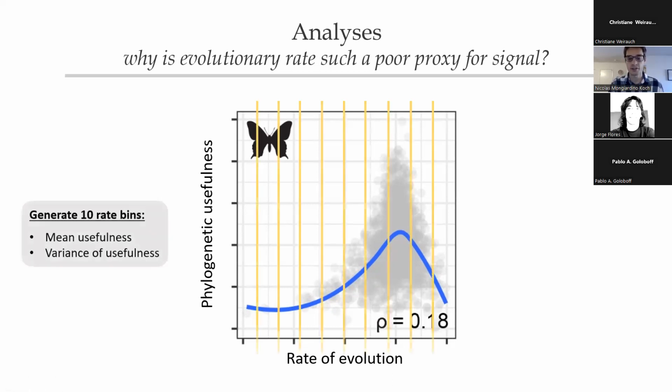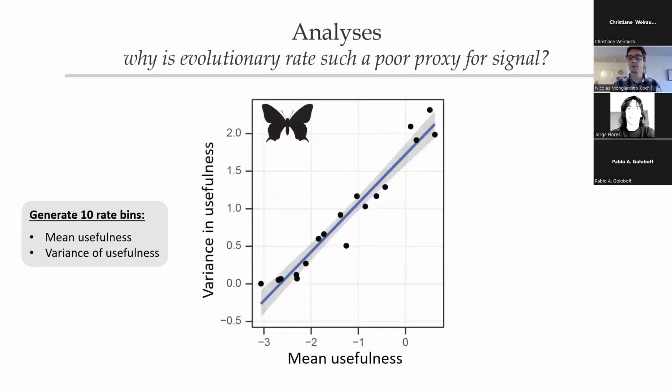So what we're going to do is just plot this in a different way. We're going to just average out the usefulness for 10 different bins of genes evolving at similar rates of evolution. So we partition the rate of evolution into 10 different bins, and for each one of them, we compute the mean usefulness, but also the variance in usefulness of the genes evolving under that rate category. And what you can see is a perfect linear correlation. So the genes that are evolving at the rate that maximizes usefulness also show extreme variance in their usefulness, meaning that on average, they're good, but a lot of them are really, really bad.